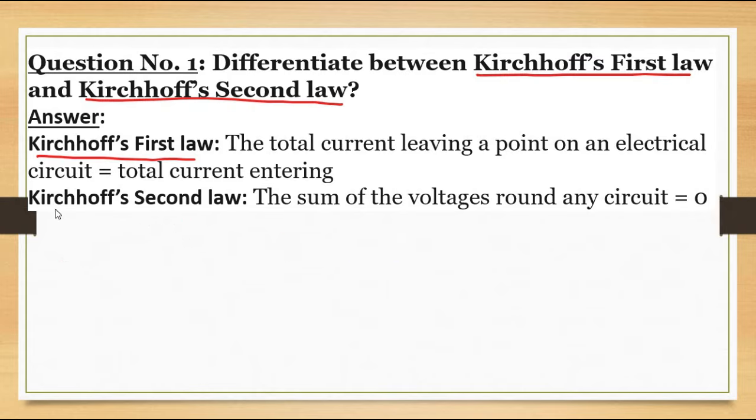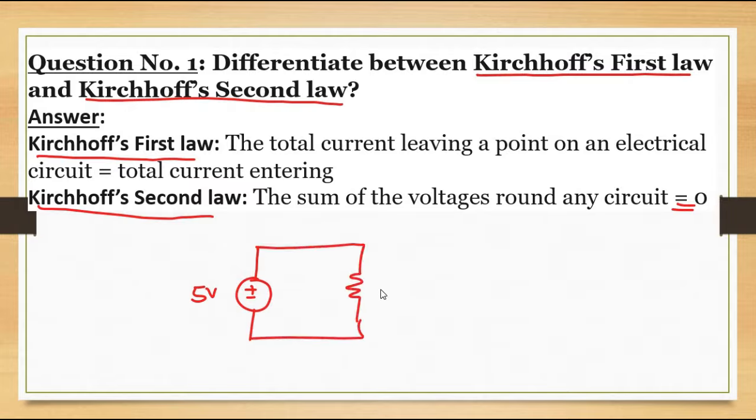Now let us see Kirchhoff's second law, which states that the sum of voltages around any circuit is equal to 0. Now what does this mean? Consider a circuit. This is a 5 volt source and a resistance in series with it of 1 ohm. Now the current flowing through this circuit will be 5 by 1, which is nothing but 5 ampere.